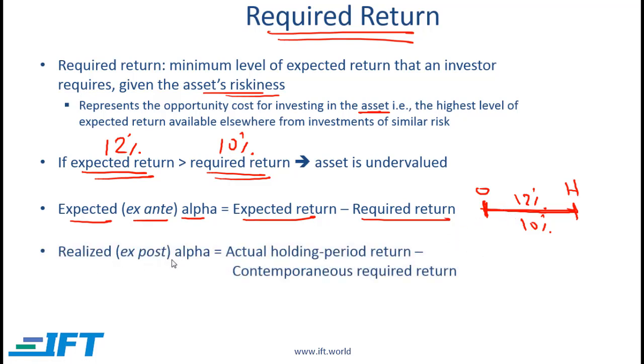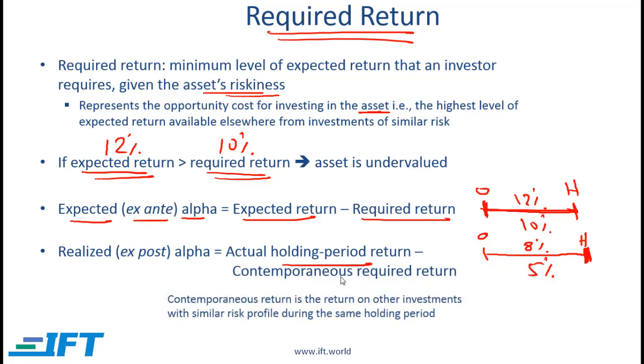The realized or the ex post alpha is the actual holding period return minus the contemporaneous required return. Let's say that over this period, the actual return, now you have moved forward in time, so you are at this point, and the return that you actually realized was 8%. During this same time, the contemporaneous required return was 5%.